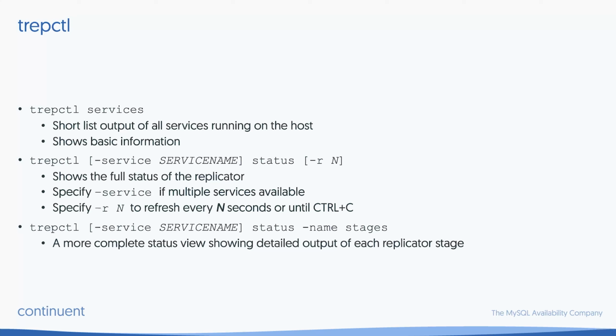Status with name stages gives you a much more complete status view detailing output from each replicator stage. If you saw the previous sessions where we talked about the replicator, we have the different stages: the binlog to Q, the Q to THL on the extractor, and then on the applier, the remote to THL, THL to Q, Q to DBMS. So if you run the status name stages, you will get a much more detailed view of progress within each of those stages, so you can see the progression throughout the stages of the replication.